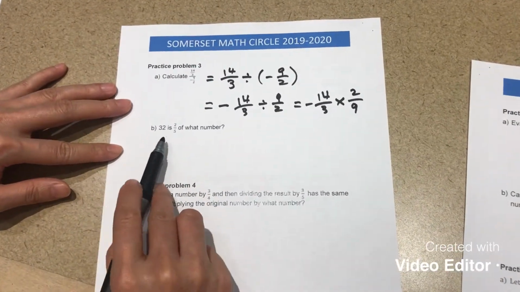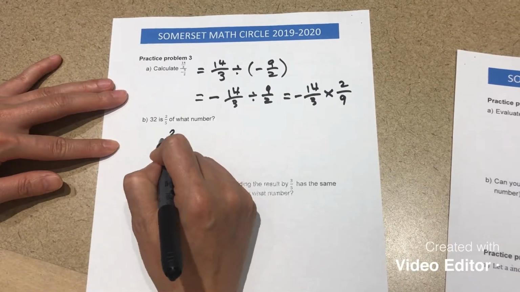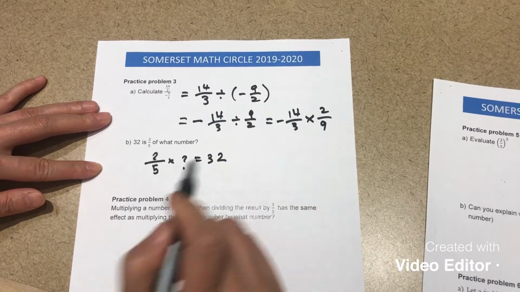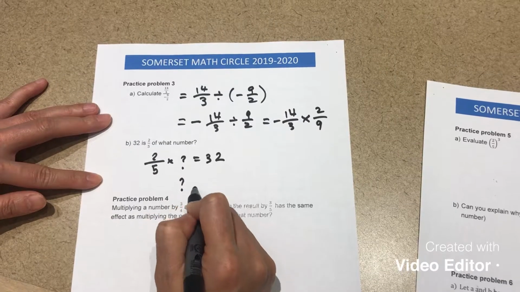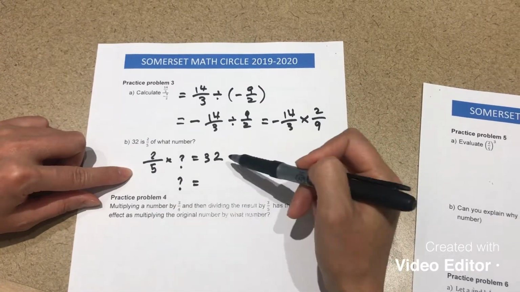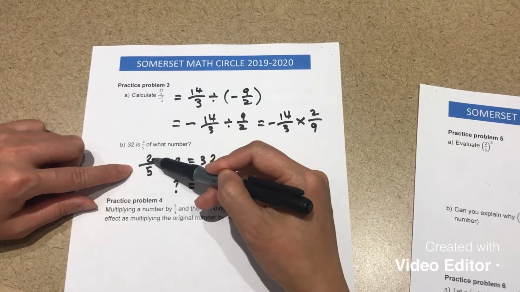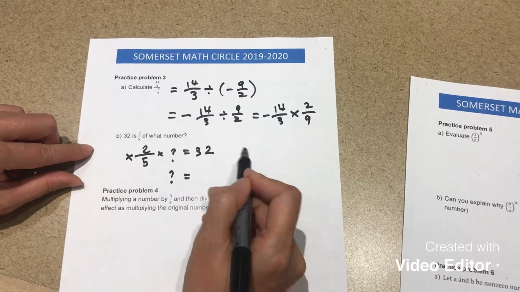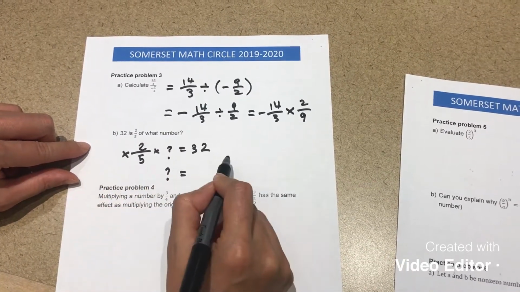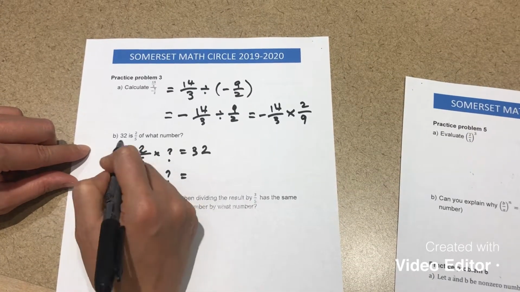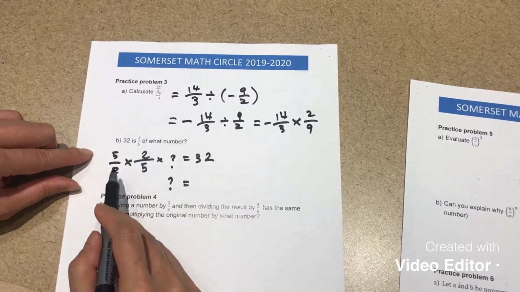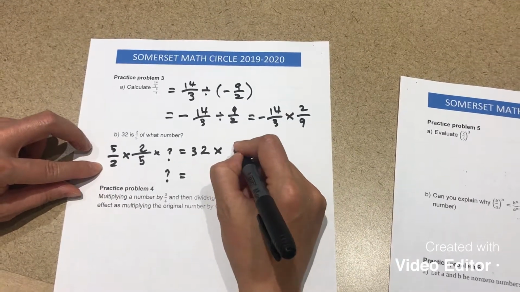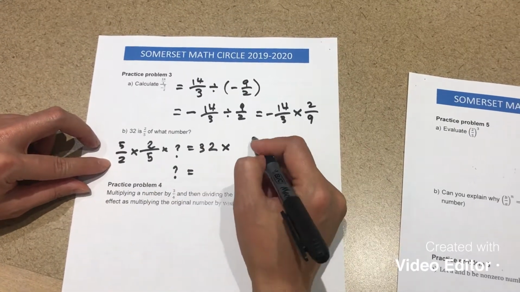B, 32 is 2/5 of what number? So 2/5 of some number equals 32. We want to find out what this number is. So how do we get rid of this? This is an equation. To get rid of 2/5 on this side, we multiply the equation's left side and right side by the same number, so that doesn't change the property of the equation. We multiply by the reciprocal of 2/5, which is the reverse of it, 5 halves, and we have to do it on both sides of the equation for the equation to still equal left to right.